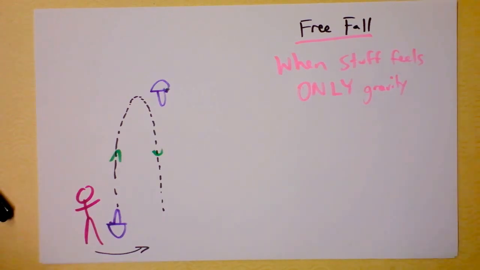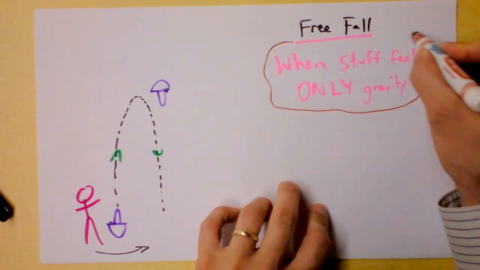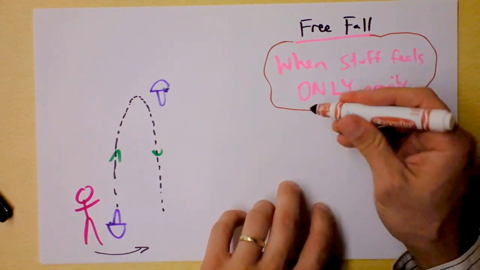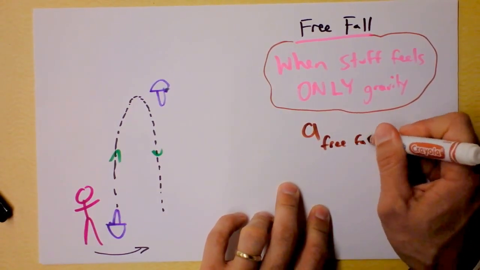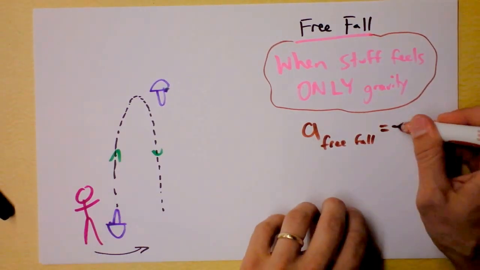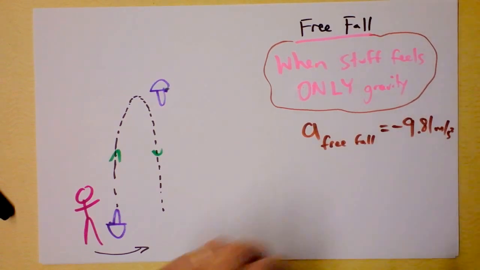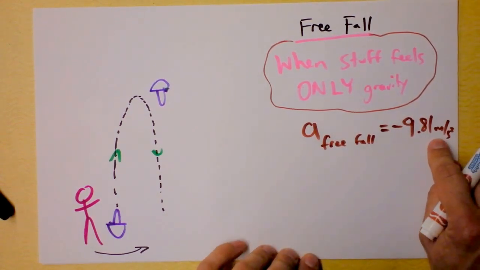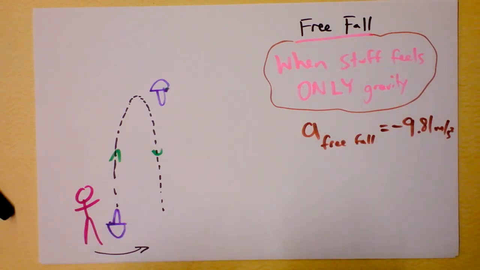Stuff moves in a very characteristic way when stuff is in free fall. So I'll finish making this box for free fall's definition. On Earth, when stuff is in free fall, it has a certain acceleration. I'll say the free fall acceleration of stuff on Earth is negative 9.81 meters per second squared. That means that every second, the velocity of a thing in free fall is changing by 9.81 meters per second.